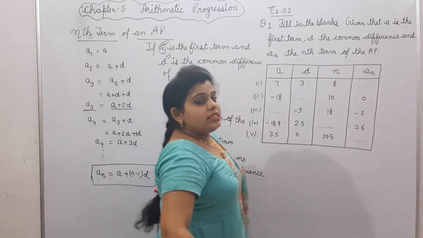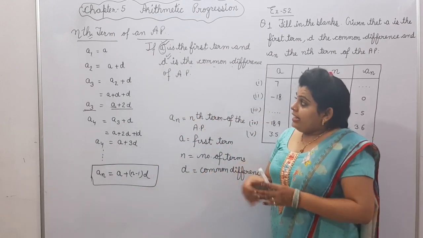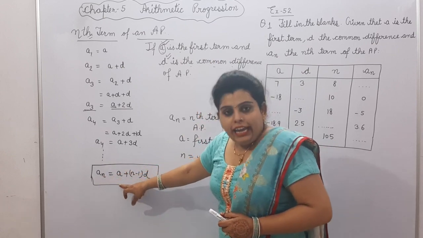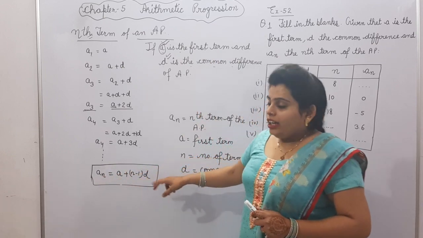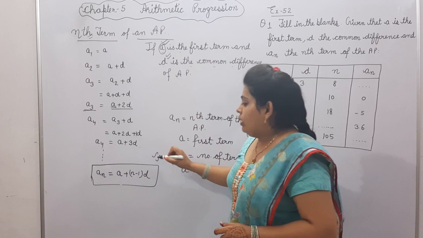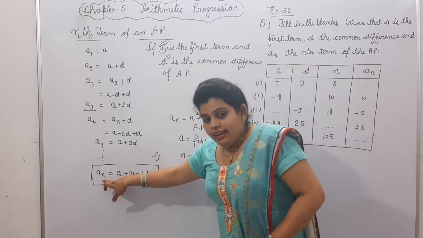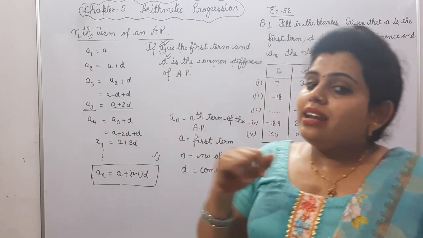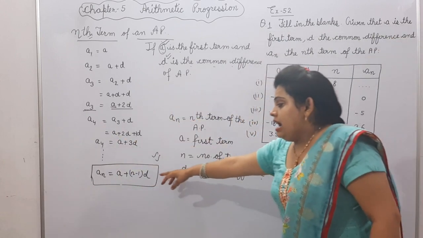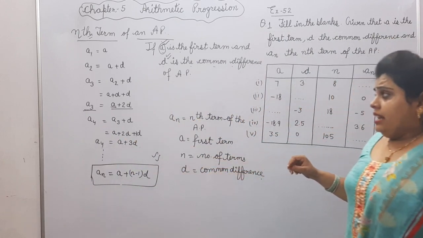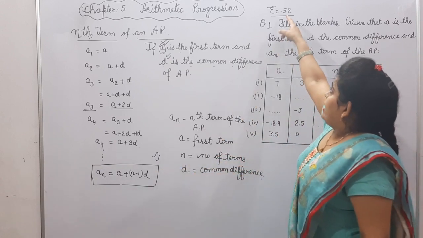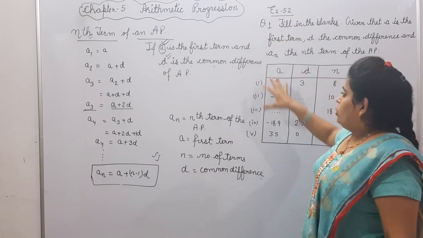Yes beta, this is our formula. What is our nth term of an AP? An is equal to A plus n minus 1 into D. This is our formula where An is the nth term, A is the first term, n is the number of terms and D is the common difference. Now, based on this formula, we will start our exercise 5.2 and question number 1.